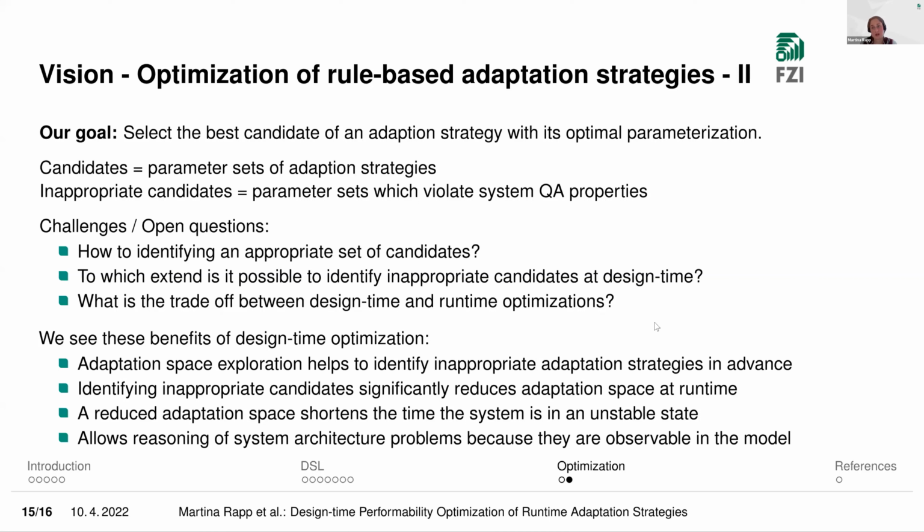Also, it would allow us to reason about system architectural problems in general at any stage of the development process, as these problems can be directly observable in the model. And this would enable us to investigate the impacts of different adaptation strategies without the restriction of depending on a fully implemented system that might be costly and also time-consuming to change.